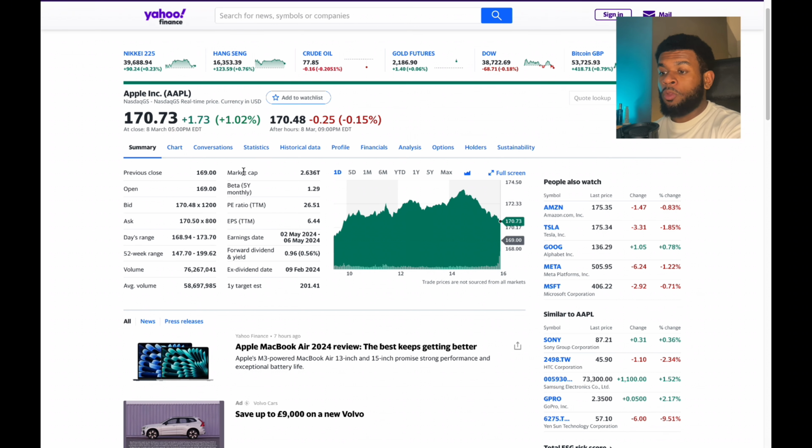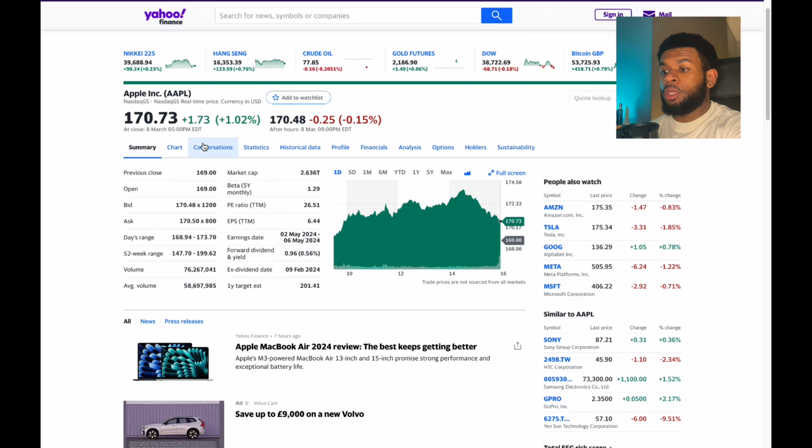and we'll be met with the summary page. Now, on the summary page, again, we don't have to use everything on this page. What we'll be focusing on mainly is the market cap, the beta, PE ratio, and earnings per share. Now, earnings date is also a great one, because this means we'll be able to see when Apple will report its next earnings for the previous quarter.